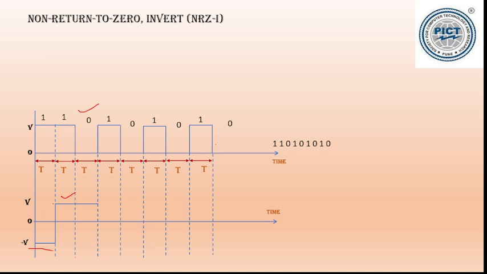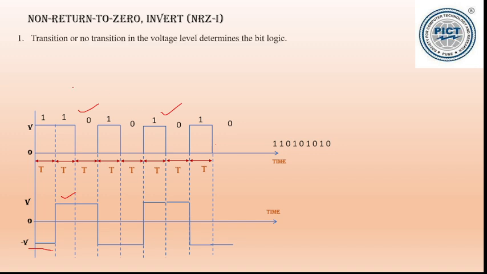So 0 is there, the level will be at the plus V voltage. Now this is again the next one, so it will be returning to minus V voltage. Now next is 0, so the level of the NRZI will be at minus V only. When there is again 1, this will be changing to plus V. This is remaining at plus V and it is returning to minus V for the next one. Okay, and it is remaining at the same value at minus V only, because the next is 0. So transition or no transition in the voltage level determines the bit logic.